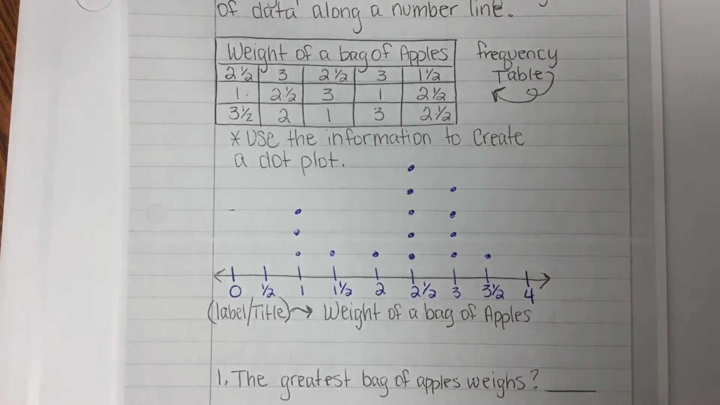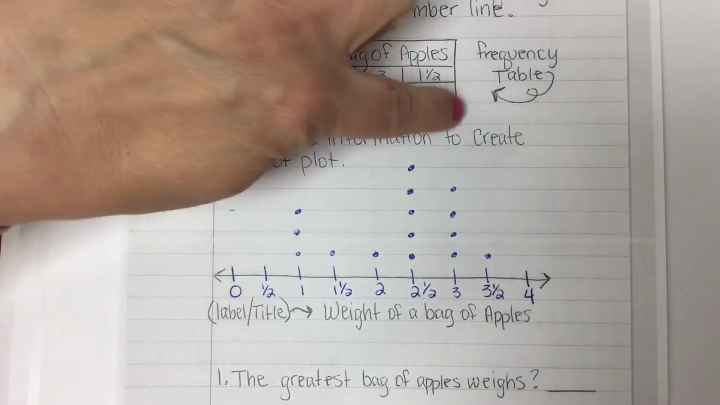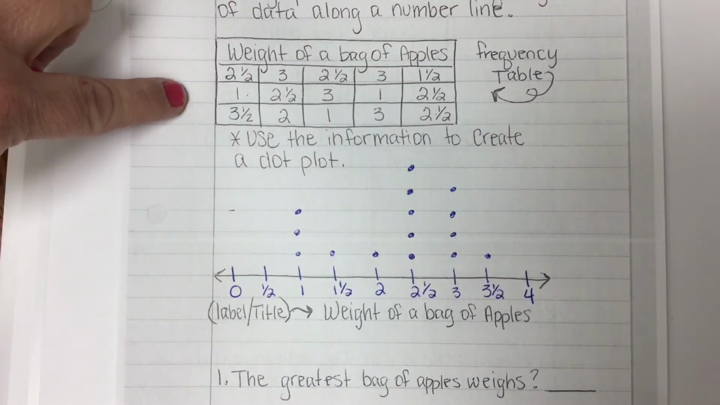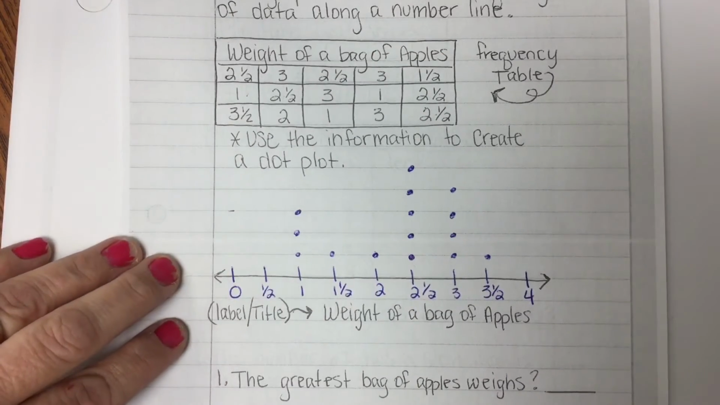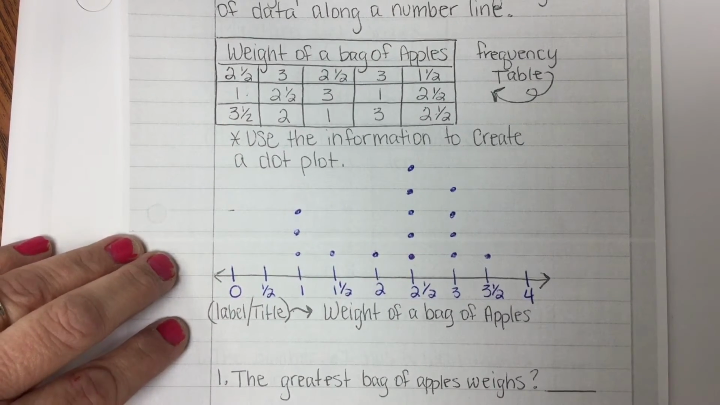Now, it doesn't matter how you worked it, okay? Just as long as you make sure that you have all your information. So 3, 6, 9, 12, 15. There should be 15 total dots, okay?